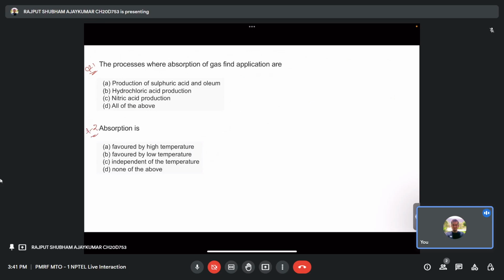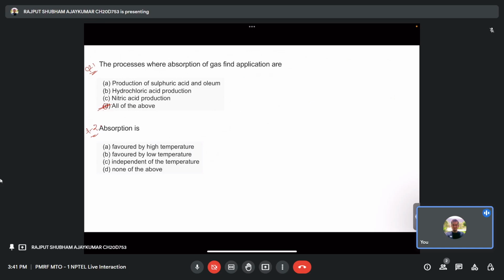here, that is production of sulfuric acid and oleum, hydrochloric acid production, and nitric acid production. As far as industries are concerned, absorption is one of the basic operations involved in many processes, and all of the options are correct for this. Absorption has been carried out in almost all of the cases of the concepts mentioned here in the options.